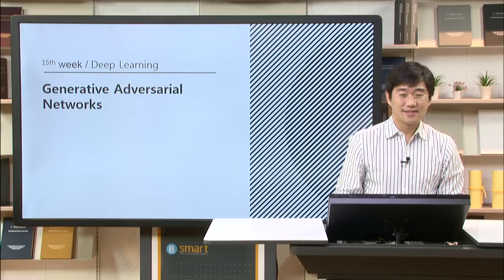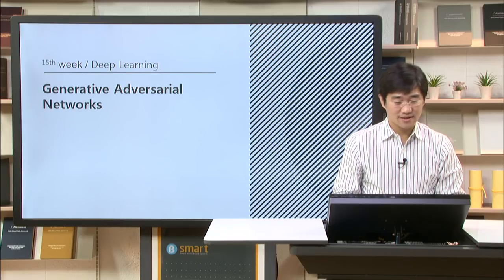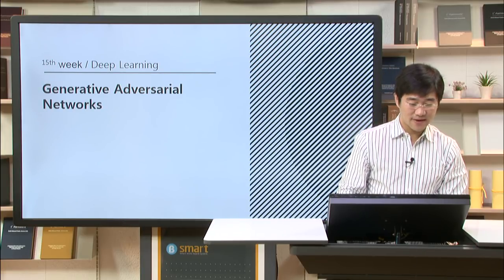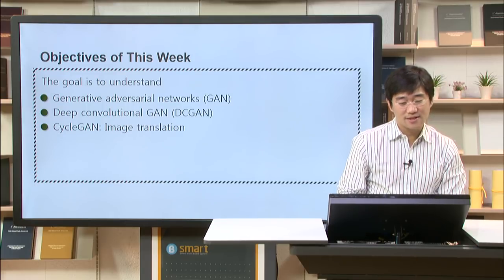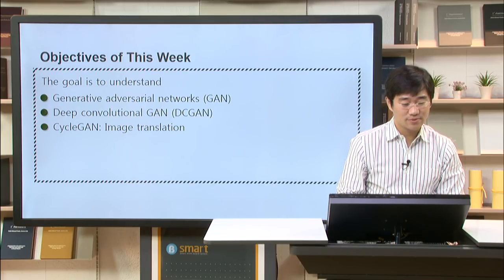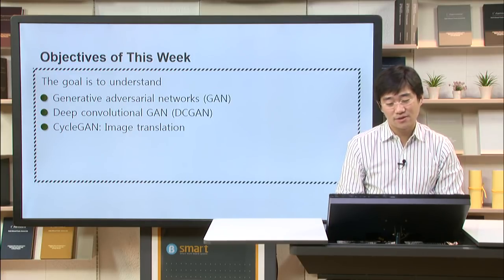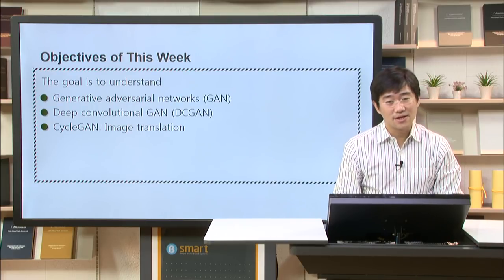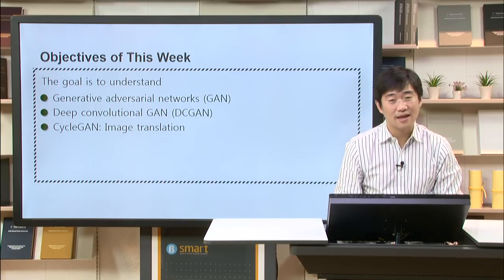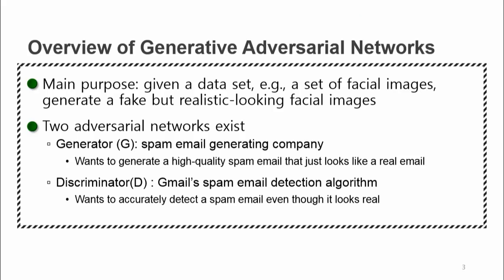In this week, continuing from the attention model, we will study another really hot and popular model called generative adversarial networks. Overall, we will cover how generative adversarial networks work, and as a representative example, we will discuss the deep convolutional generative adversarial network, or DCGAN, mainly for image generation tasks, and also another extended model called CycleGAN, which can be viewed as the task of image translation.